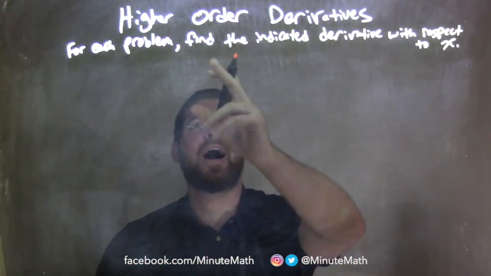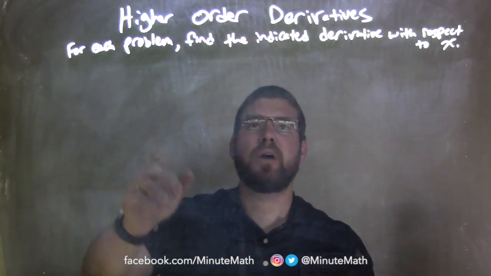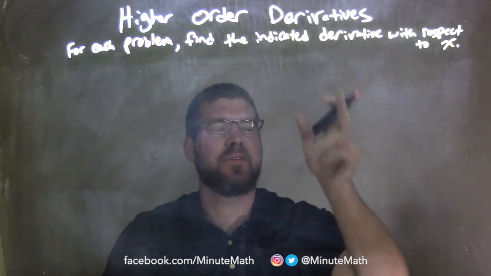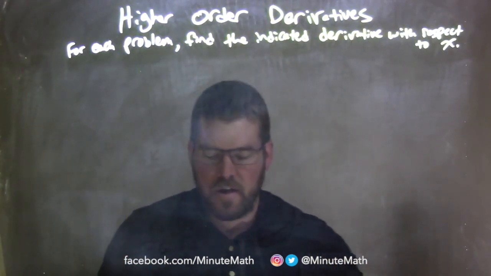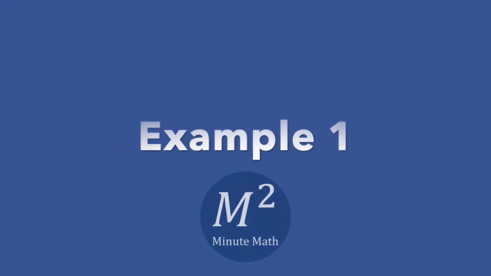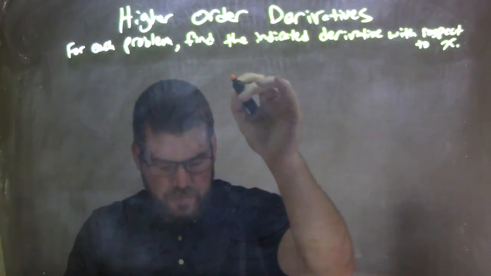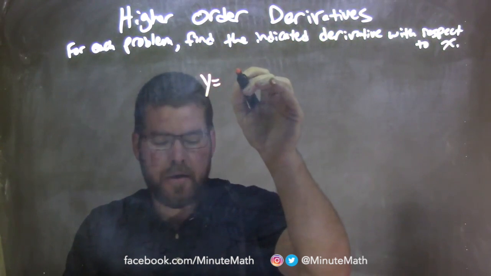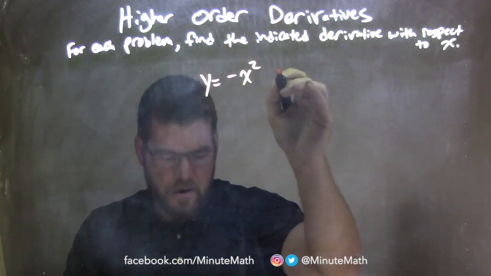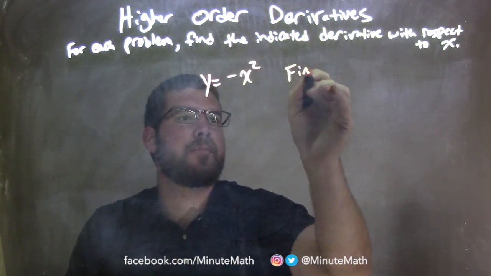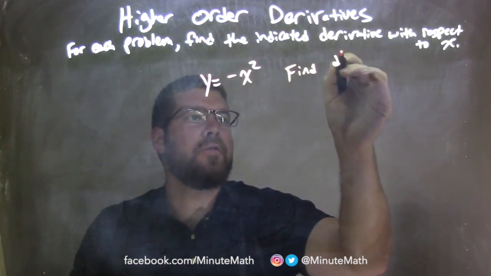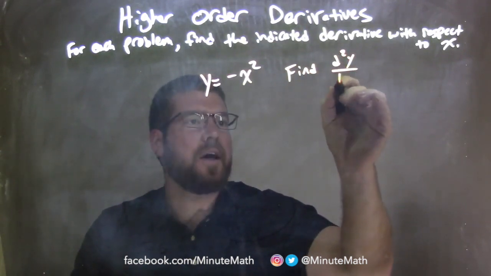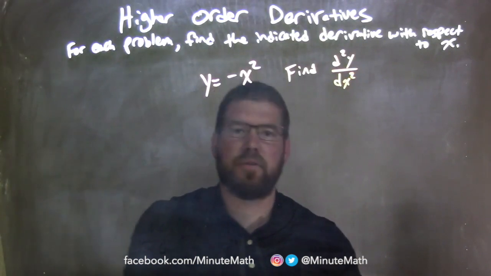Today we're going to learn about higher order derivatives. And for each problem, we're going to find the indicated derivative with respect to x. So if I was given this problem, y equals a negative x squared, and we want to find d squared y over dx squared. All right, the second derivative right there.